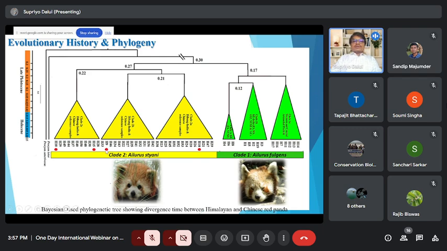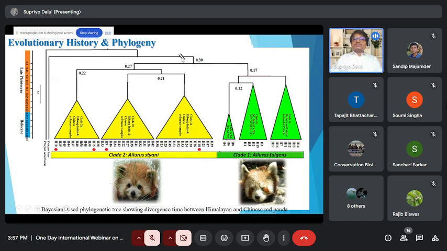And these red dots belong to the samples collected from the Dibang Valley National Park of Arunachal Pradesh, which is on the eastern side of the Siang or Brahmaputra River. So based on the phylogenetic tree, it is also evident that these two species are quite separated phylogenetically, and they can be accepted as two phylogenetic species.